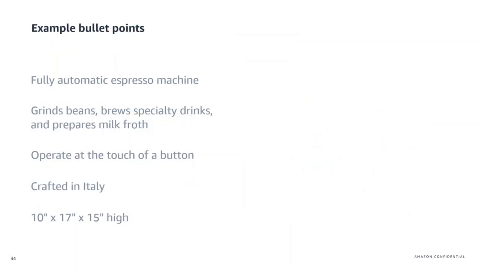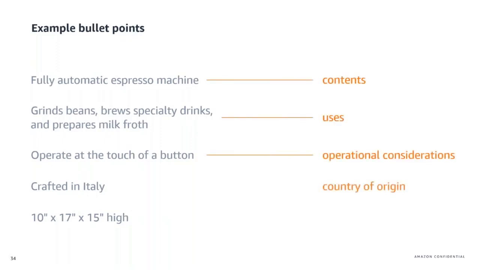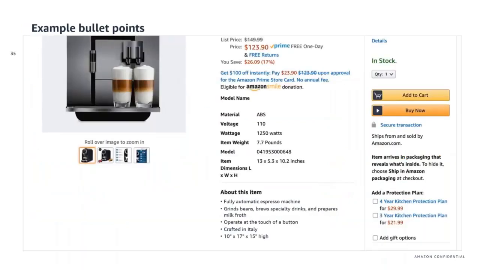So let's look again at Kitchen Smart and how they might write bullet points for their espresso machine. Here we see "fully automatic espresso machine," which describes the contents. And then we can see that they describe that it grinds beans, brews specialty drinks, and prepares milk froth, which highlights the uses. And then we can see that they include operational considerations, country of origin, and also the dimensions of their product. And this is where you can see the bullet points in the product detail page and how they look in the product detail page.